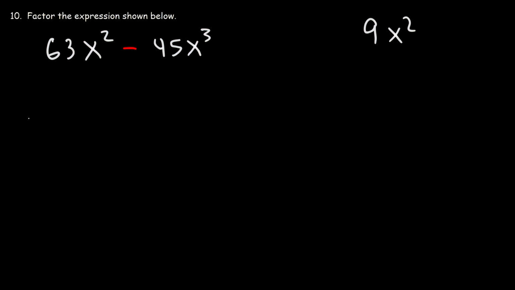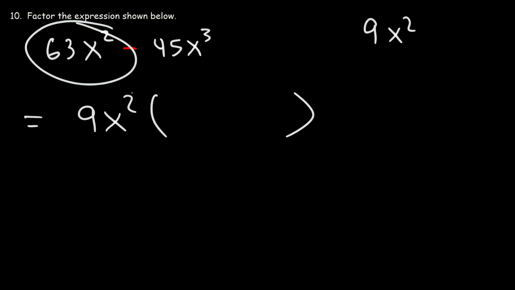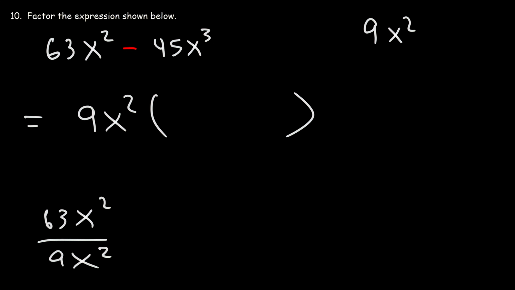So now in order to factor the expression, first we need to write the GCF and then write parentheses. So what is 63x squared divided by 9x squared? If we divide these two, x squared divided by x squared is 1. If you subtract the exponents, 2 minus 2 is 0. x raised to the 0 power is 1. In fact, anything raised to the 0 power is 1. 63 divided by 9 is 7. So we're going to get a 7 here.